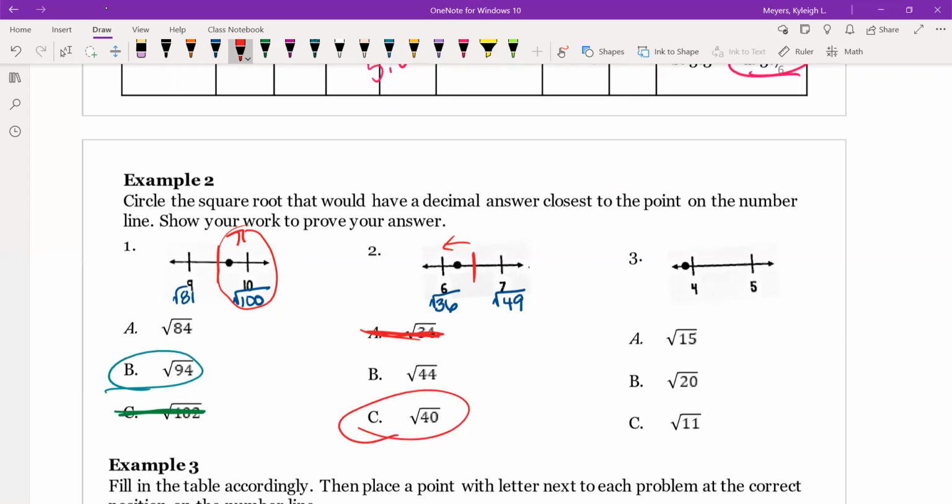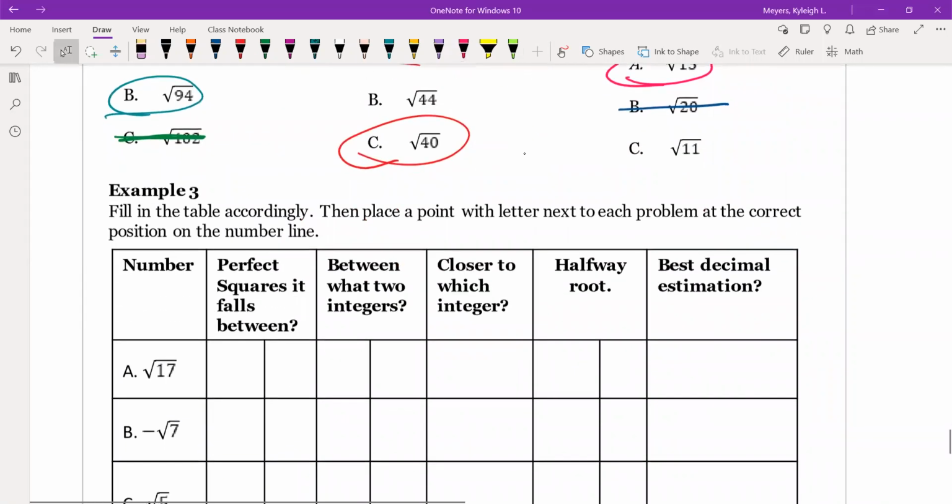All right, I want you to try example 3. Example 3 is kind of tricky. All right, so what was tricky about number 3 is that the dot's in front of 4. It's in front of 4, so it's even less than the square root of 16. But it's not too much less, so it's really close, so that's why we went with A, the square root of 15. Okay.